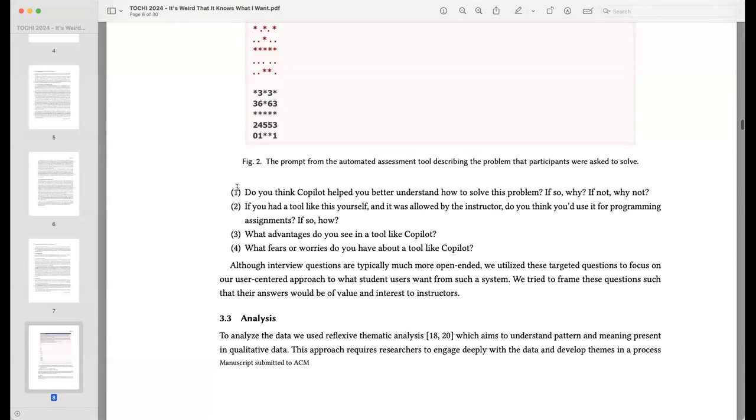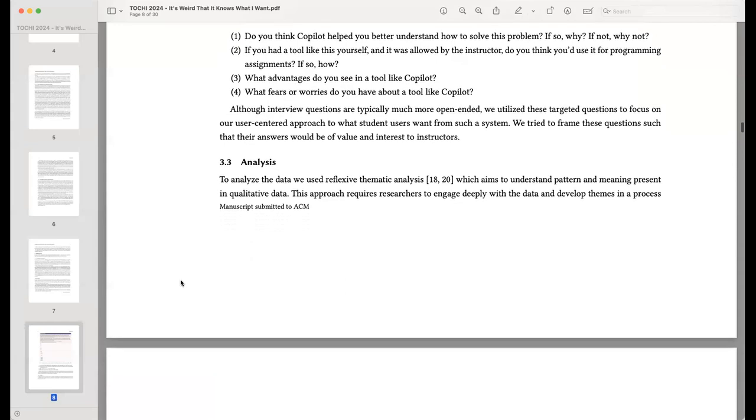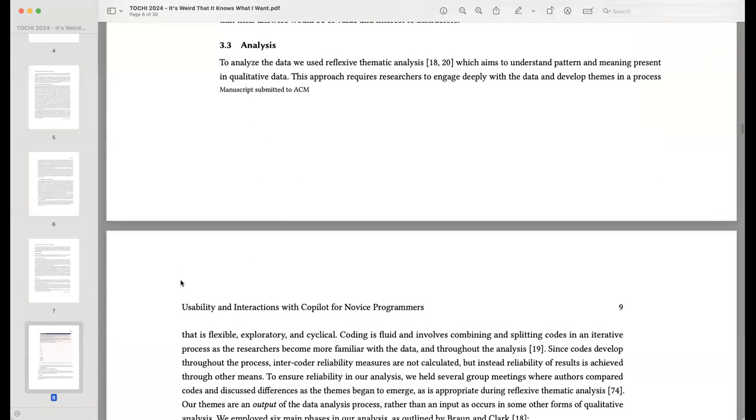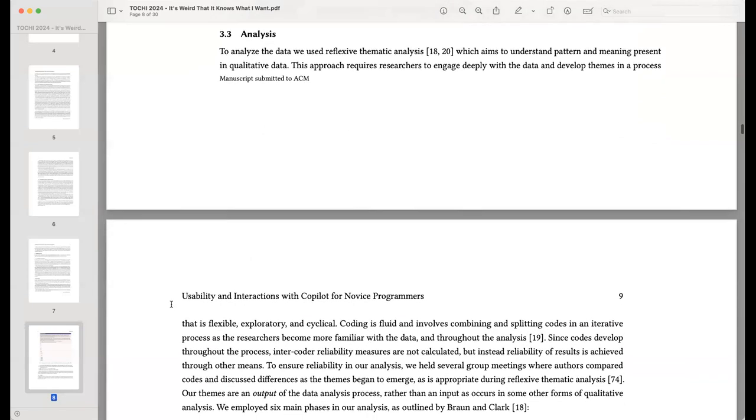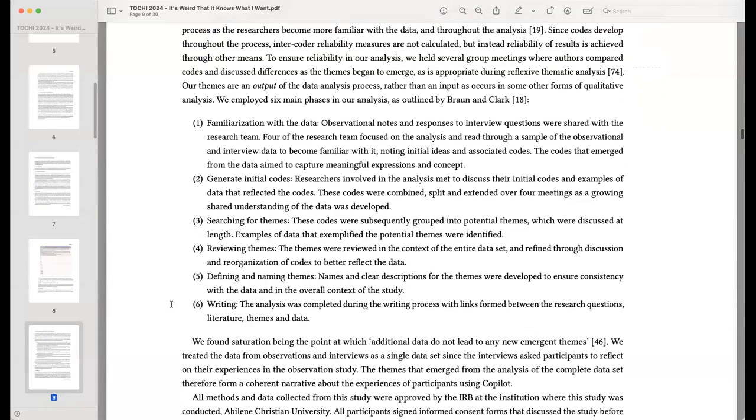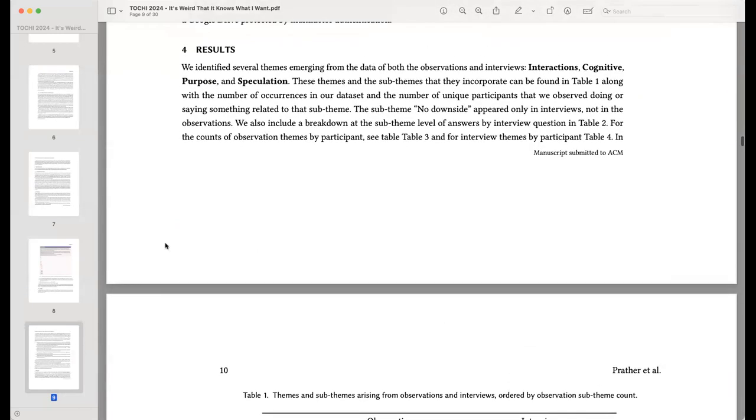We directed these questions because we were still at the very beginning of large language models entering programming courses, and there was still not a lot of direction about where this would go. And so it was very focused on the tool itself and our user-centered approach for analyzing it. So we used reflexive thematic analysis to analyze all of the observations and comments that the students made. If you're interested in reading more about reflexive thematic analysis, you can download the paper and take a look.